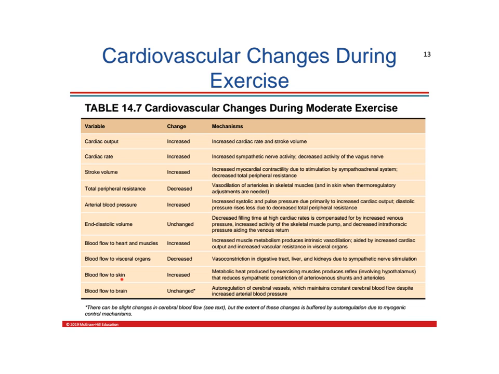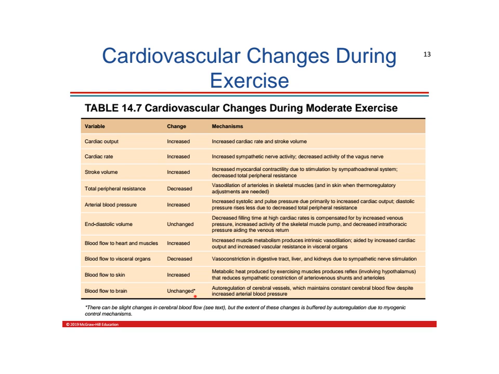Blood flow to the skin is increased. Now, I said it was decreased, but it actually does increase eventually once the person's been exercising for a while. At that point, metabolic heat produced by exercising muscles produces a reflex involving the hypothalamus that reduces sympathetic constriction of the arteriovenous shunts and arterioles. And we're going to discuss this more in slides in the future.